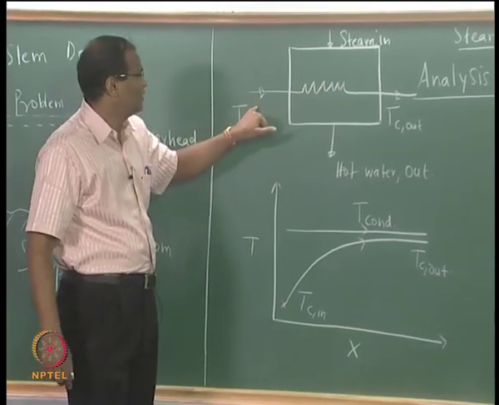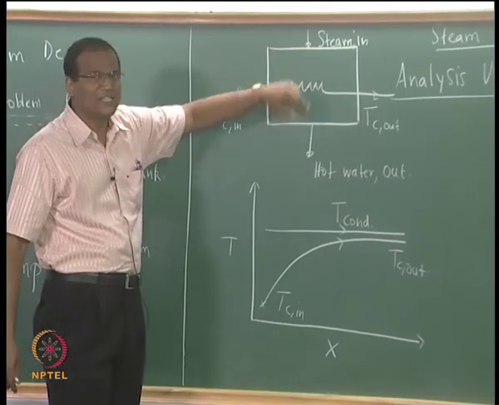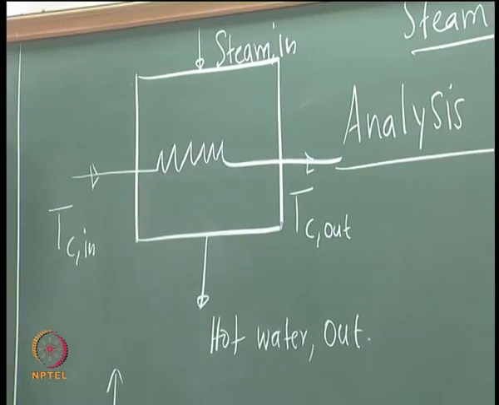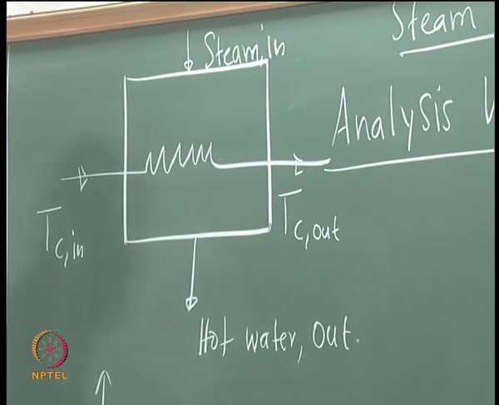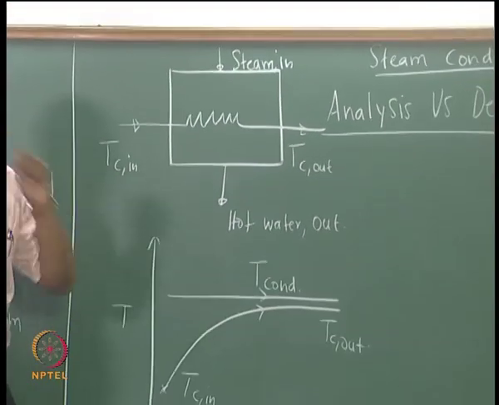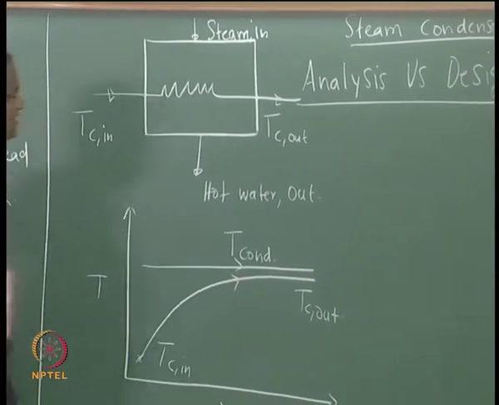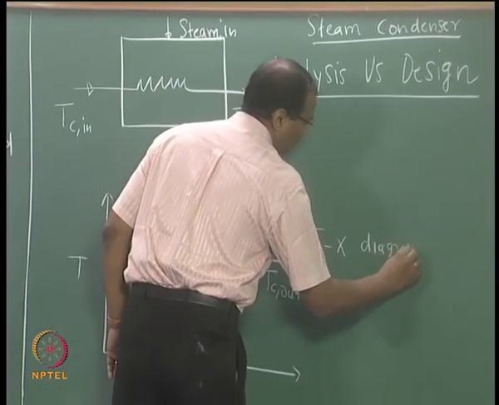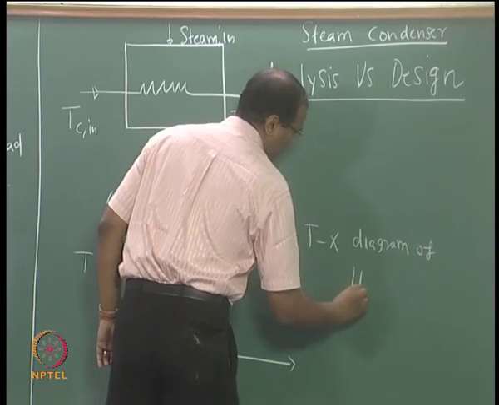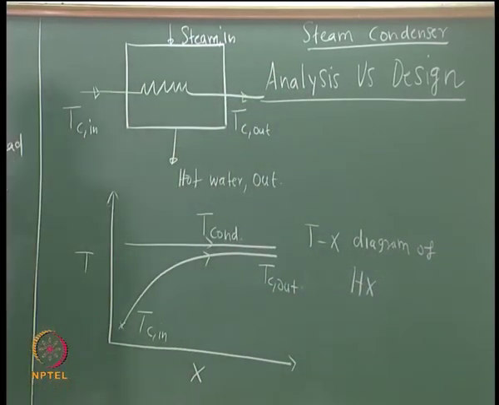This condensation is accomplished by sending cooling water. The cooling water will enter at a temperature of Tc in and will leave at a temperature of Tc out, so its temperature will increase. This is basically called the T-x diagram of the heat exchanger. It does not matter whether it is a parallel flow or a counter flow, because one of the fluids is changing phase.